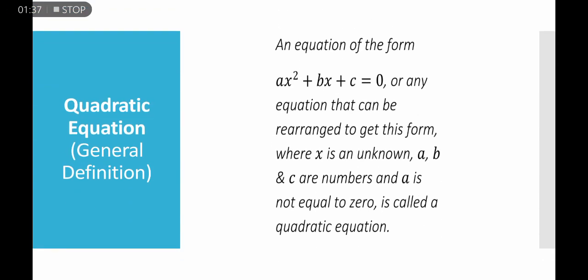Quadratic equation general definition. An equation of the form ax squared plus bx plus c is equal to 0, or any equation that can be rearranged to get this form, where x is an unknown, a, b and c are numbers, and a is not equal to 0, is called a quadratic equation.